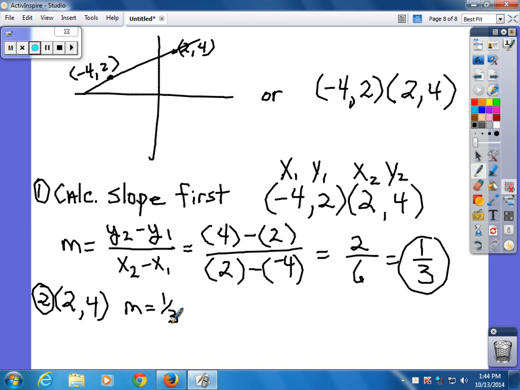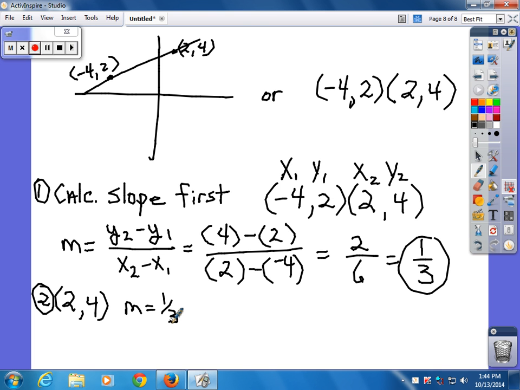Why? It hurts. Why are you going to pick the 2 and the 4 versus the negative 4 and the 2? Why not a negative? What does that have to do with anything?